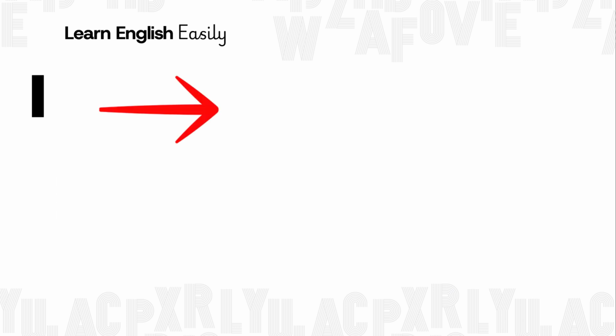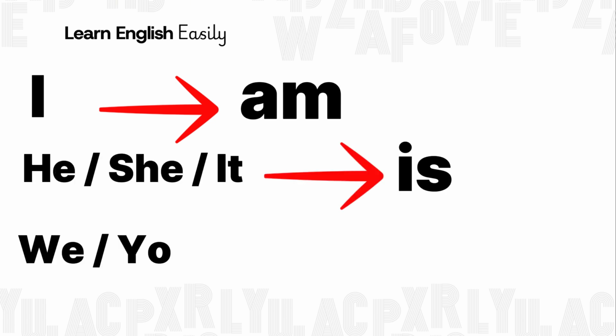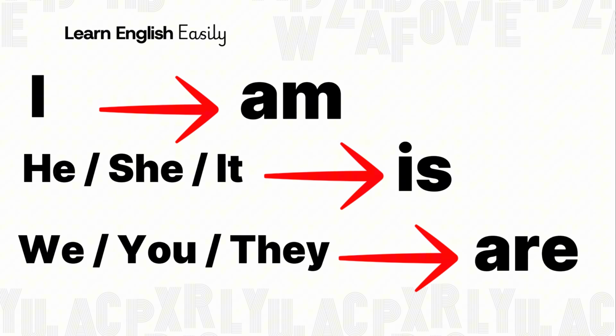I always goes with am. He, she, and it go with is. And we, you, and they go with are. That's all you need to remember.